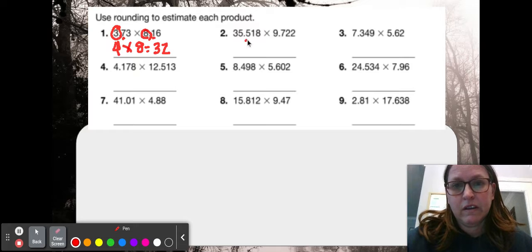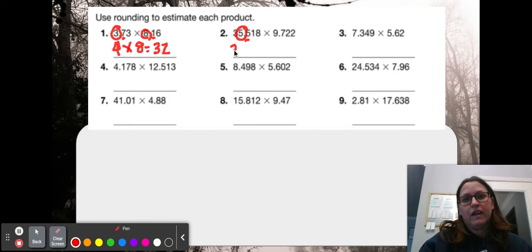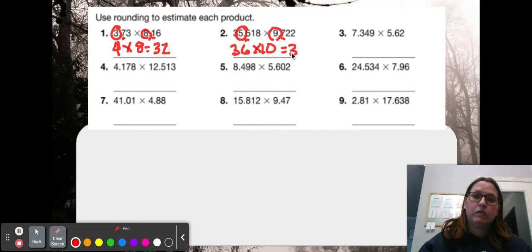Now let's look at this next one right here. This 5 right here tells me that this 5 will go up. 5 or more, raise the score. So that will be 36 times, the 7 right here tells me that this 9 will become a 10. 36 times 10 equals 360.